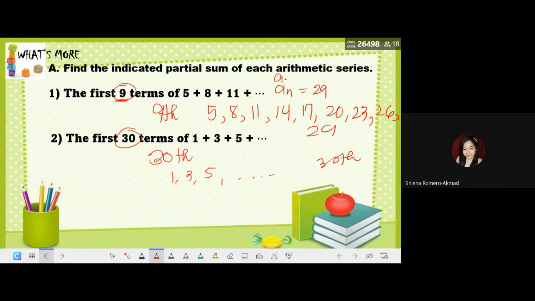Then, yung first term niya is 5. And yung difference niya ay 3. Let's say, ito yung binigay na given. Okay? Ito yung given. 5, 29, 3. So, we have 5, 29, and 3. Ano yung 5? This is the first term. 29 is the nth term or the last term. And 3 is the difference. Then n is yung 9.